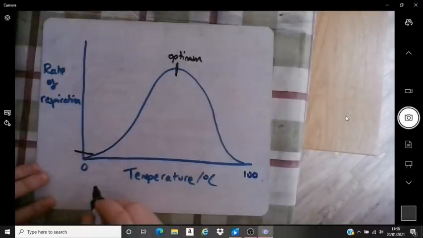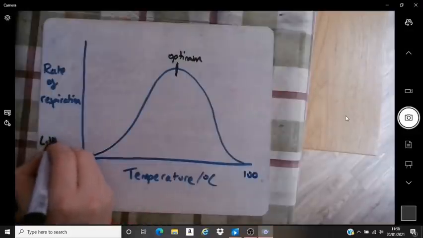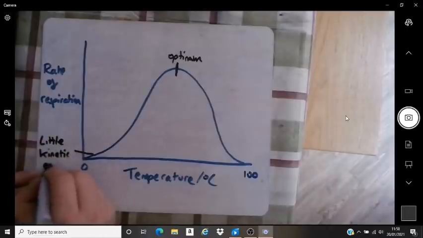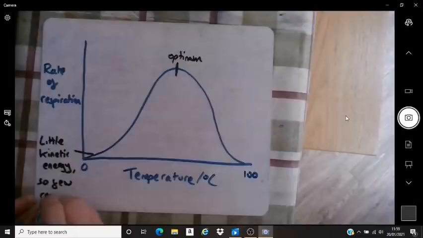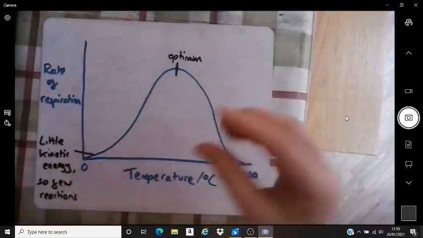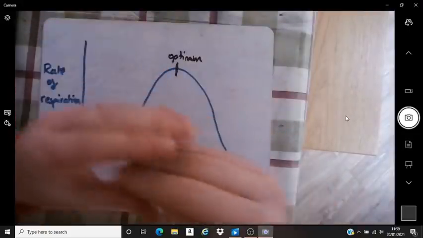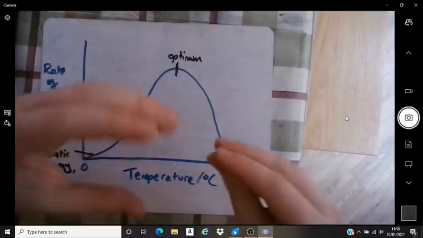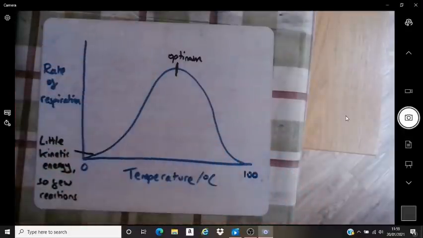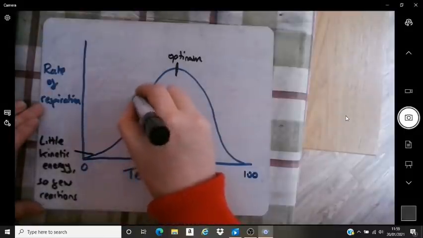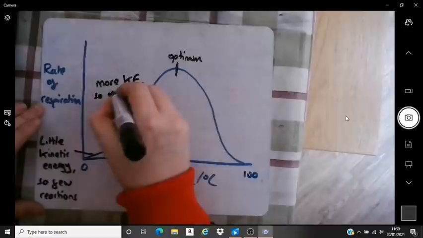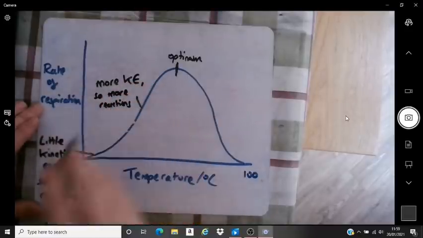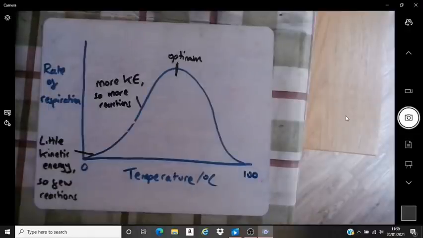At cold temperatures like this, the enzymes and the substrate will have little kinetic energy. That's the movement-based energy. So there'll be very few collisions between the two, so you'll get very few reactions. The substrate has to fit into the enzyme's active site, and they have to do that using their natural kinetic energy. If they don't have kinetic energy, they will move really slowly, and therefore you'll get far fewer reactions. So as you increase the temperature, you get more kinetic energy. I'm just going to put Ke to demonstrate that. And therefore you're going to get more collisions between substrates and active sites, so you're going to get more reactions. So that's how we explain the left-hand side of the graph.